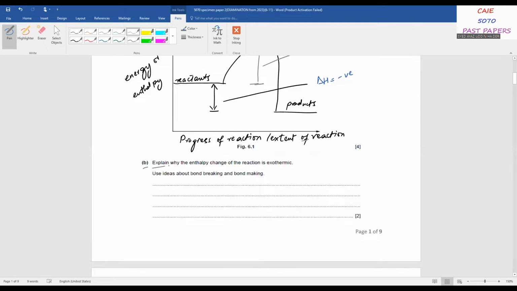B. Explain why the enthalpy change of the reaction is exothermic. Use ideas about bond breaking and bond making. First of all, you write bond breaking. Bond breaking is endothermic, and bond making is exothermic.